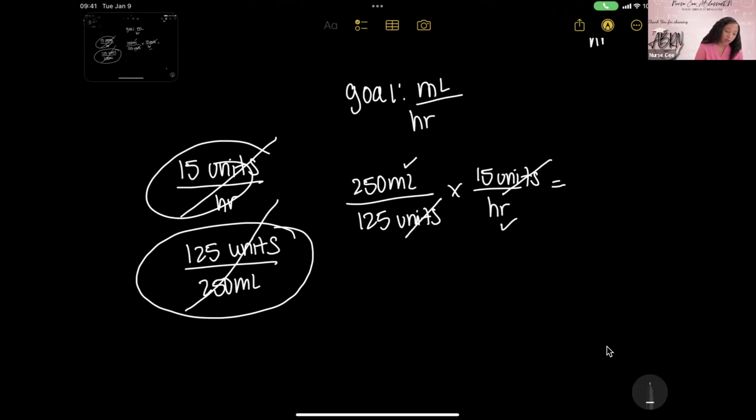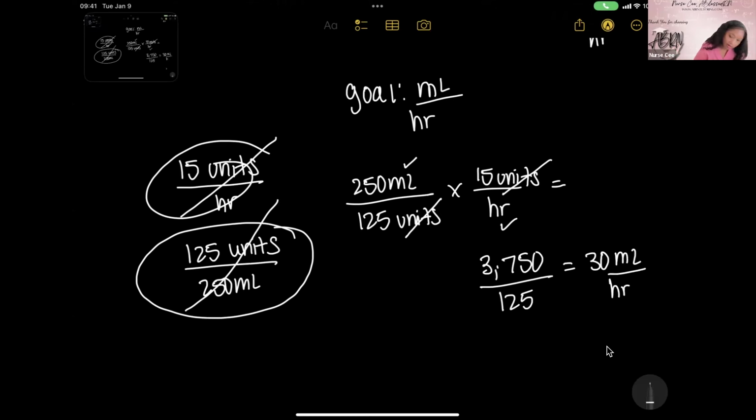So you see, we've had something totally different. We didn't even have just regular IV fluids. We added in units with our insulin, and we did it the same exact way. Whatever your units are that's available, you put them on the top, put them on the bottom, cross it out until you get what your goal is. Hopefully it's getting kind of familiar to you. So we'll do 250 times 15, which is going to be 3,750 divided by 125. And that's going to be 30 milliliters per hour. And I see the correct answer in the chat.